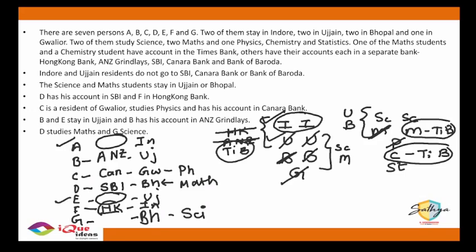So it says that one of the maths and one of the chemistry has in Times Bank. So maths and chemistry Times Bank में दो लोगों का बाकी है. Now hold on. G वाला Times Bank नहीं हो सकता, because Times वाले maths and chemistry हैं, इसका science है. So because G cannot be that, that means both A and E have to be the Times Bank. So the moment I know both are in the Times Bank, the only bank which is left is Bank of Baroda. तो G का तो मेरा Bank of Baroda हो गया.